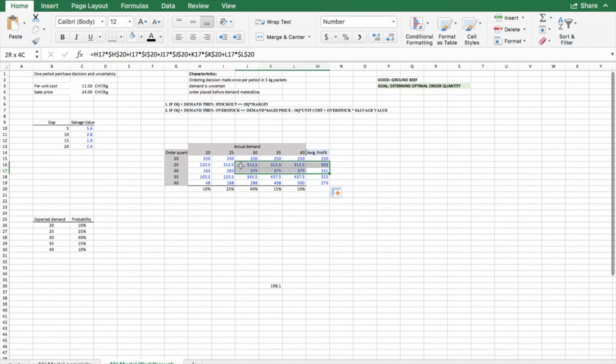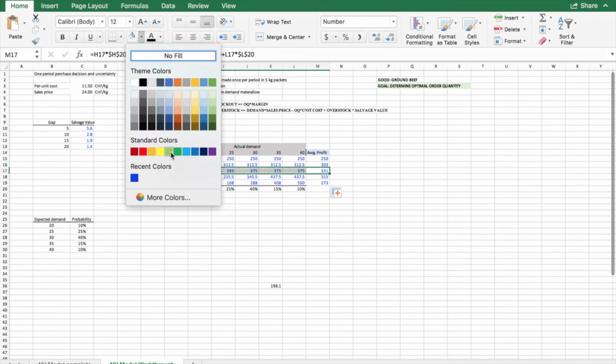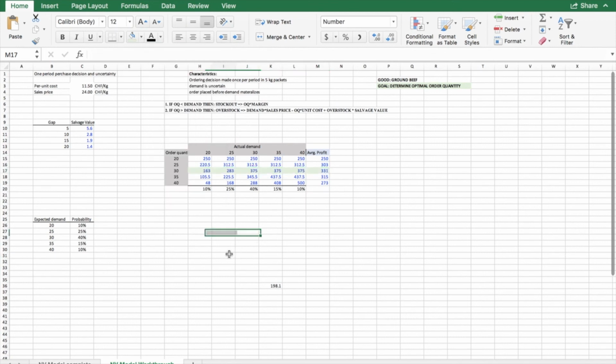And we can see that the clear winner is 30. So the order quantity of 30 kilos per period. So let's highlight that green. And that way we know that this is the quantity that's going to give the butcher the maximum profit.